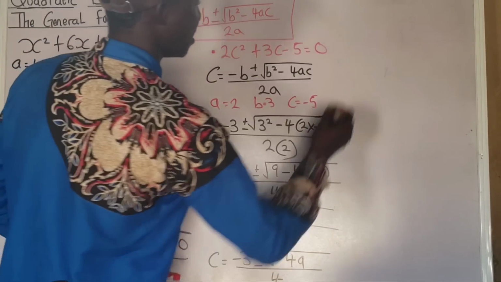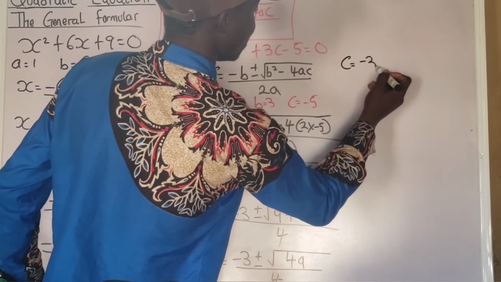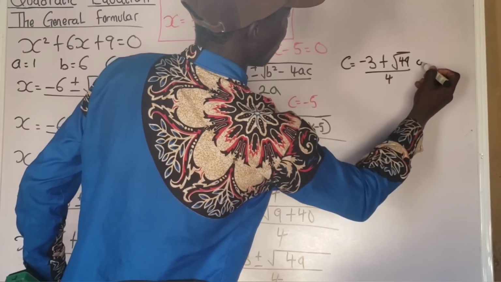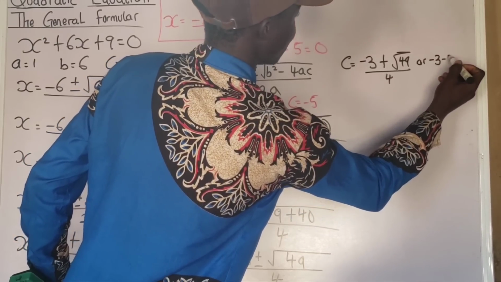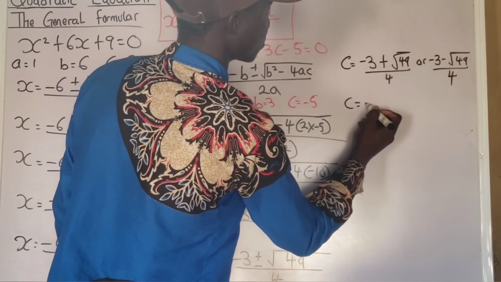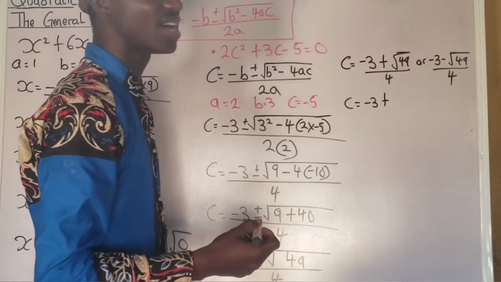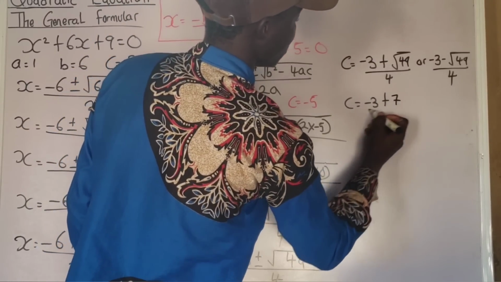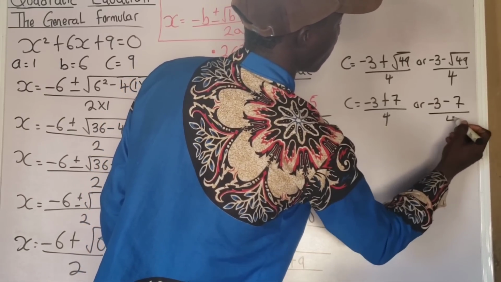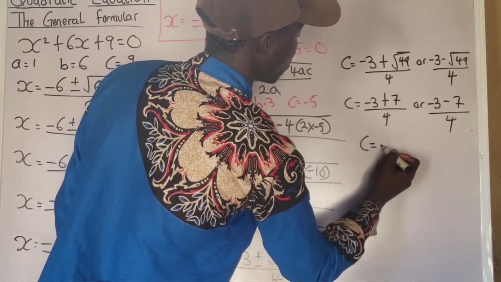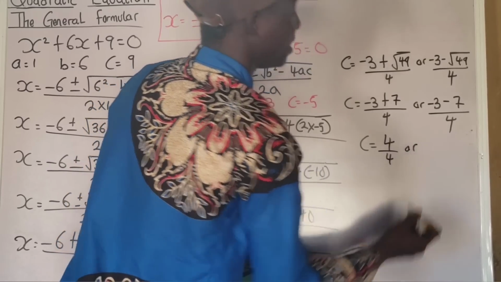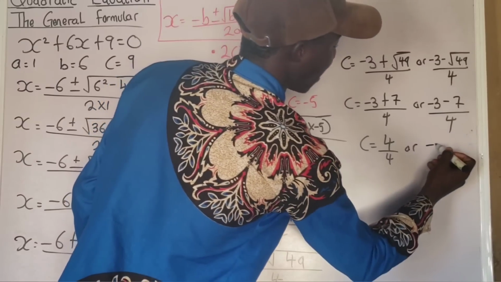So I'm going to have C equals to negative 3 plus the square root of 49, this all over 4, or negative 3 minus square root of 49, this as well, all over 4. You understand? Okay, C equals to negative 3 plus square root of 49 is what? That is 7 all over 4, or negative 3 minus 7 all over 4. You understand? Okay, here I'm going to have C equals to negative 3 plus 7. That will be what? 4. So I'm going to have 4 all over 4, or negative 3 minus 7. That will be what? Minus 10 all over 4.